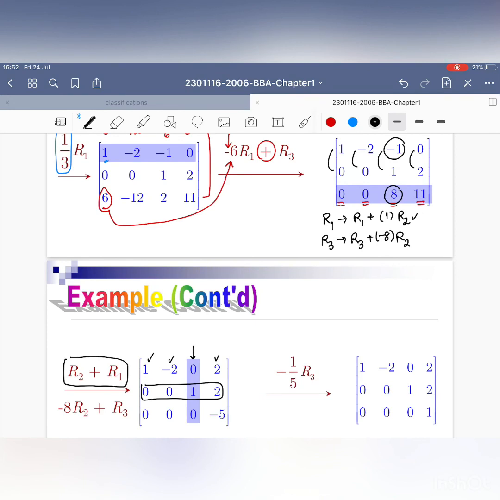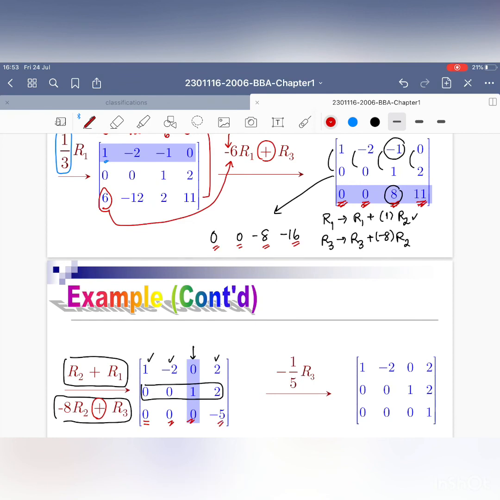But then for your third row, you need to multiply your second one by 8 first. So if you multiply by 8, you have 0, 0, -8, I'm sorry, 0, 0, -8, and -16. And then you are going to do the addition with the -8 times R2. So the 0 and the 0, you have 0 here. The 0 and the 0, you also have a 0 here. -8 and 8, you have a 0 there. And then -16 and +11, you have -5.